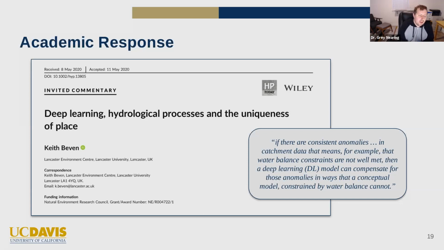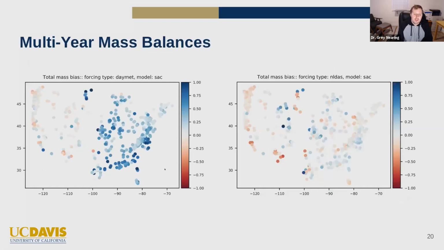Anyone in the hydrology community knows Keith Beven and knows that he's a physical hydrologist. His response to this work was that it wasn't surprising that the machine learning models are doing well because of errors in the data. He said that if there are consistent biases or consistent errors in the precipitation and/or streamflow data, then a model that's not constrained by mass balance could learn to accommodate for these errors. And in fact, that is the case in the CAMELS data set.